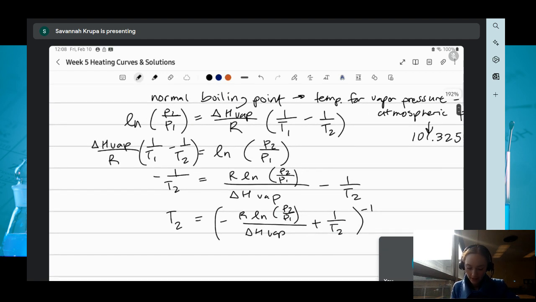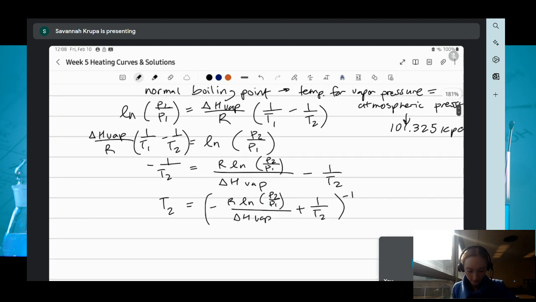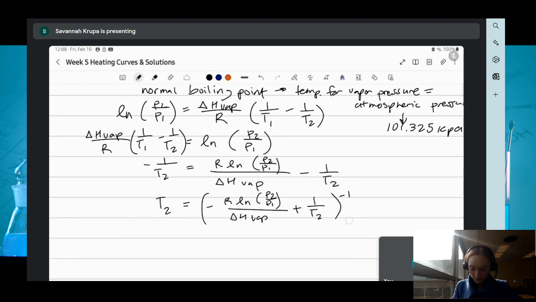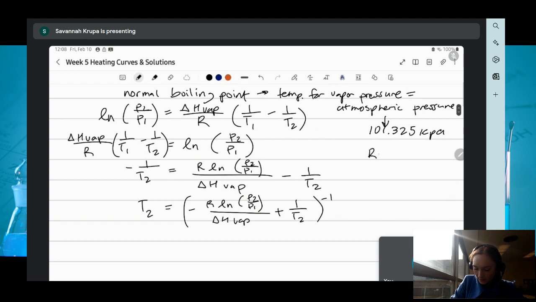Okay, but now we have the equation that we're going to be working with, and our R value, I forgot to mention, is going to be 8.3145 times 10 to the -3rd joules per mole K. Okay, so that is the R value.